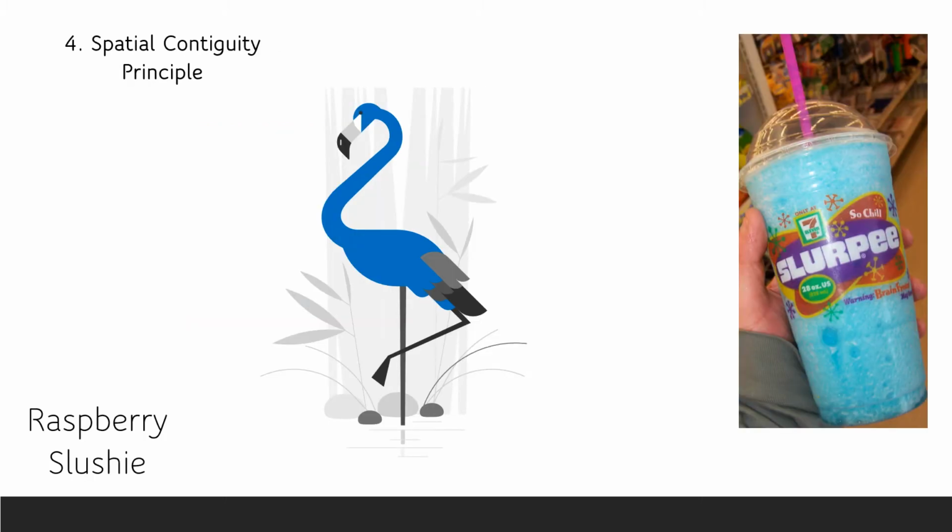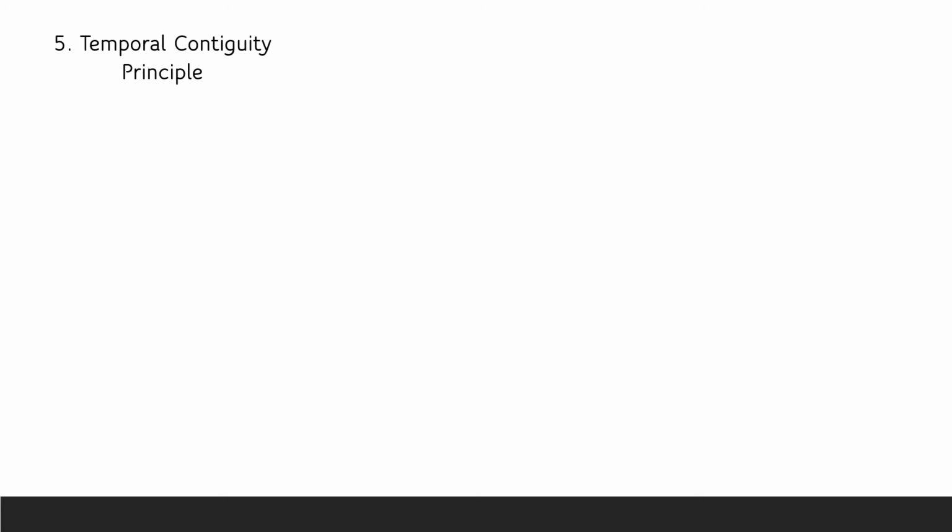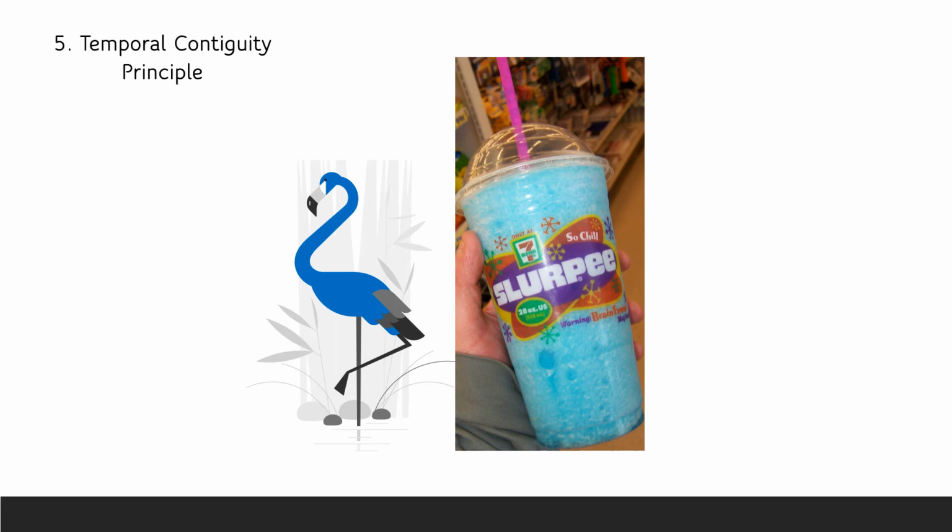The spatial contiguity principle advises that linked graphics and text should be placed near to one another rather than apart. When the words and graphics are placed together, the brain is better able to make connections. Just as the brain needs the text and the graphics to be placed near to one another, it also needs the narration and the images to occur at the same time. So we wouldn't want to talk about our bluebird and his favorite raspberry slushie well before showing their images on the screen.